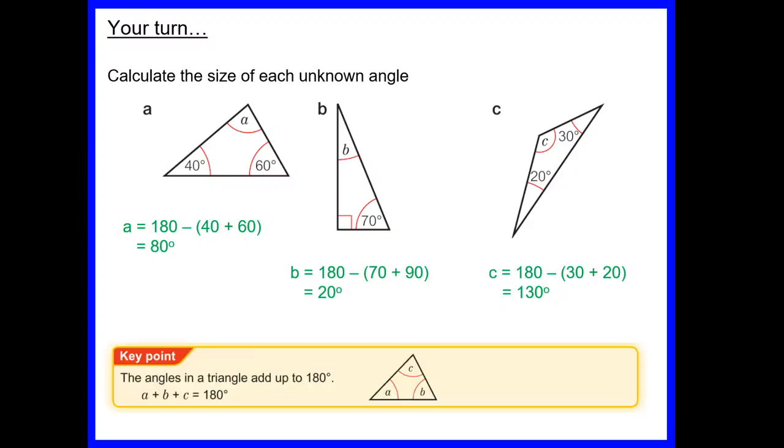So our key point from this part of the lesson then is that the angles in a triangle add up to 180 degrees. Make sure you've got a note of that in your book.